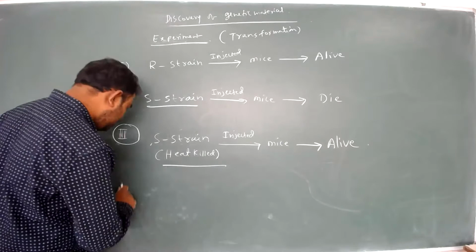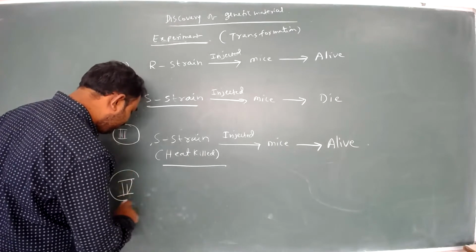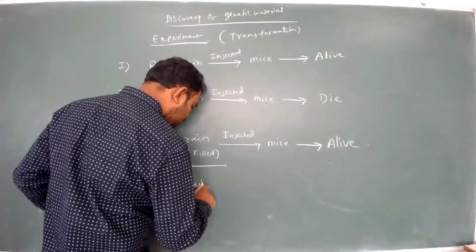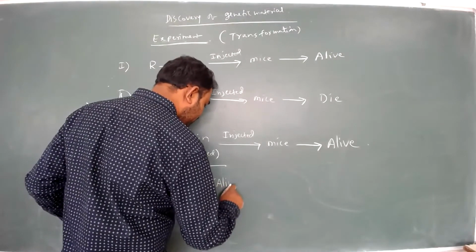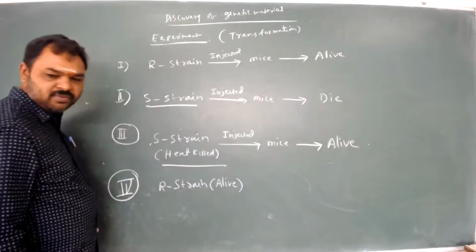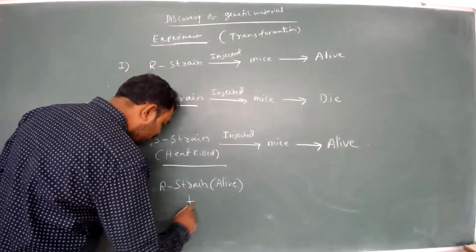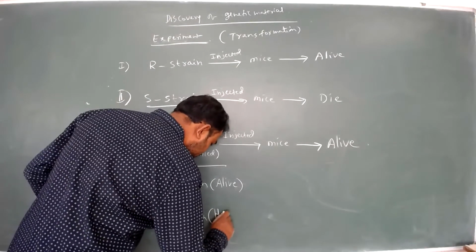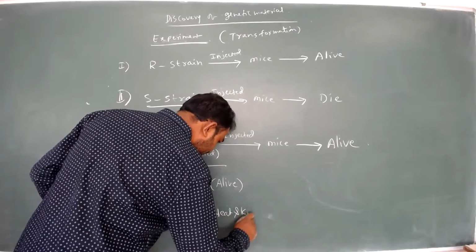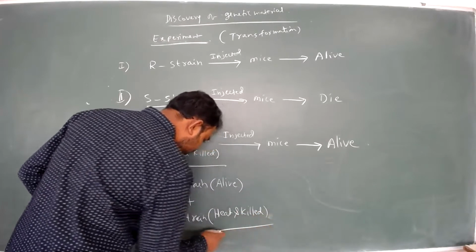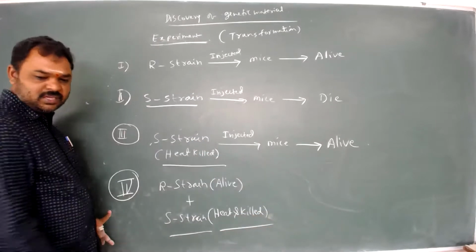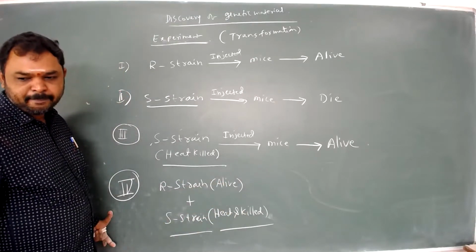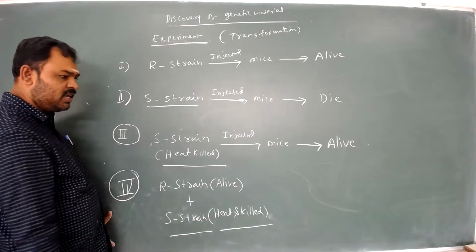And now you can see case 4. What is case 4 here? R strain, taken in alive condition. Next one, S strain, taken in heat-killed condition. So these have been taken: R strain alive and S strain heat-killed.